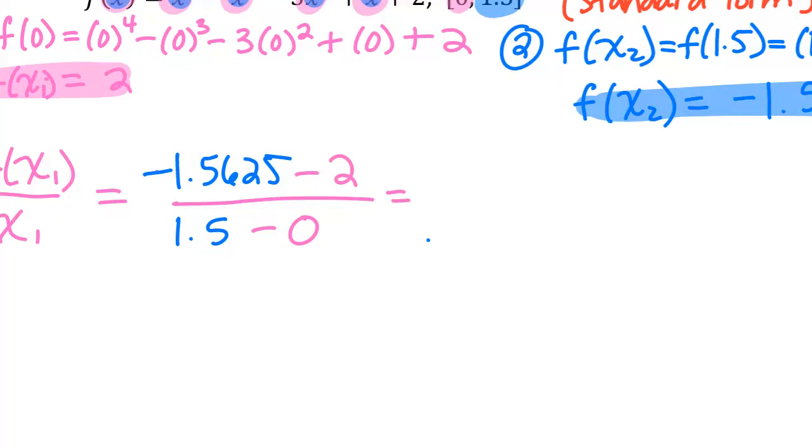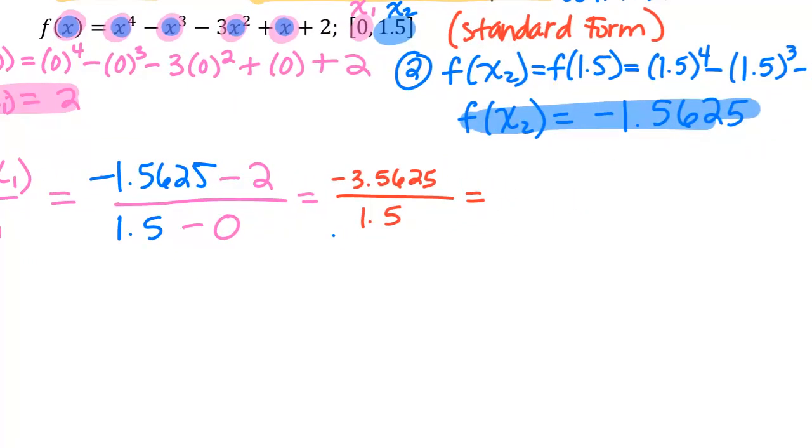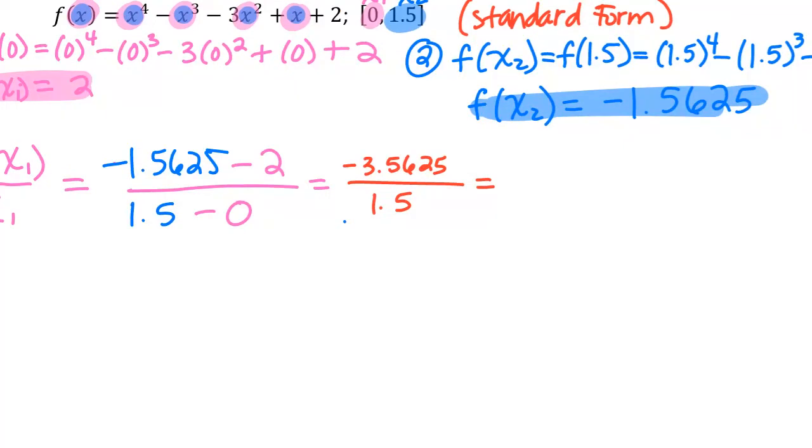You're going to do negative 1.5625 minus 2. That's just going to be a negative 3.5625 over, what's 1.5 minus 0? 1.5. So go put that in the calculator. Negative 3.5625 divided by 1.5. You should get like a semi-long answer, it keeps going, right? Forever?